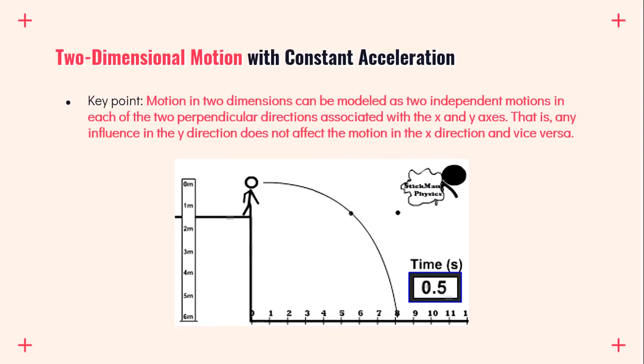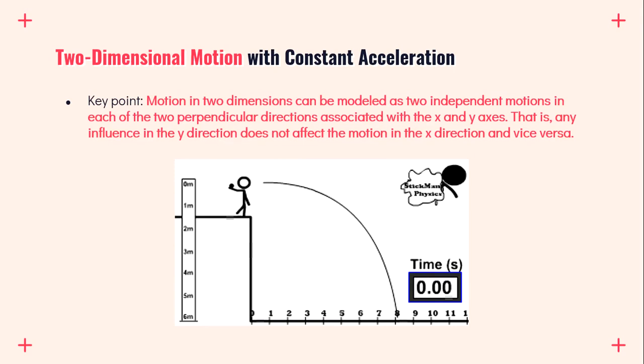So, what is two-dimensional motion? The key point here, the only thing that you should remember in this lesson, is that motion in 2 dimensions can be modeled as 2 independent motions in each of the 2 perpendicular directions associated with the x and y axis. That is, any influence in the y direction does not affect the motion in the x direction and vice versa.